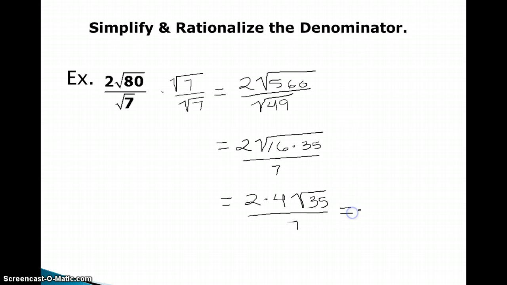And for my final simplified answer, 2 times 4 gives me 8, the square root of 35, all over 7. So my final answer is 8 square root of 35 divided by 7.